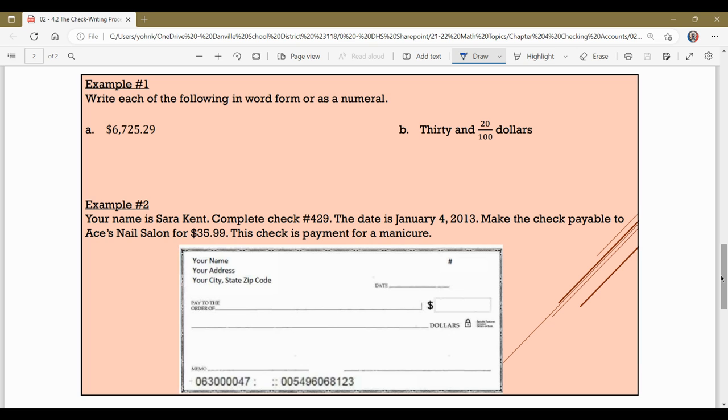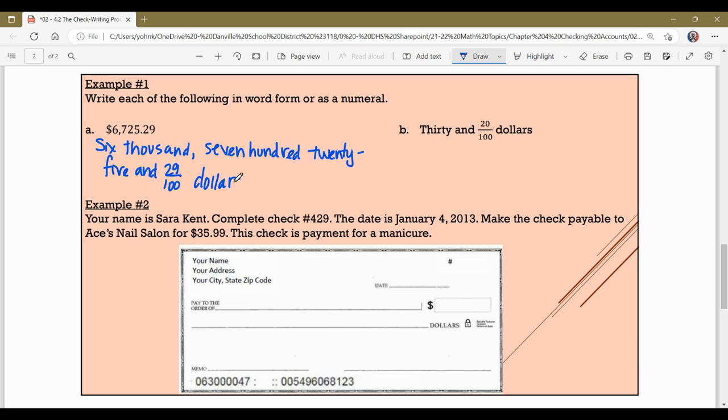Write each of the following in word form or as a numeral. So letter A, $6,725.29. So we're going to say six thousand, comma, seven hundred twenty-five and 29 over 100. This is what we're going to write on the check.